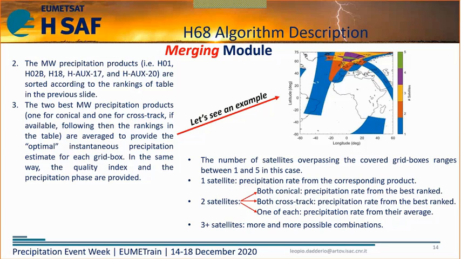If you have 3 or more satellites, you have more and more possible combinations. For instance, with 3 satellites, you can have 2 conical and 1 cross-track, so you get the best conical and the average with the cross-track. On the other hand, if you have 2 cross-track and 1 conical, you get the best cross-track and the average with the conical. And so on if you have 4 or 5 or more satellite overpasses over a grid box.